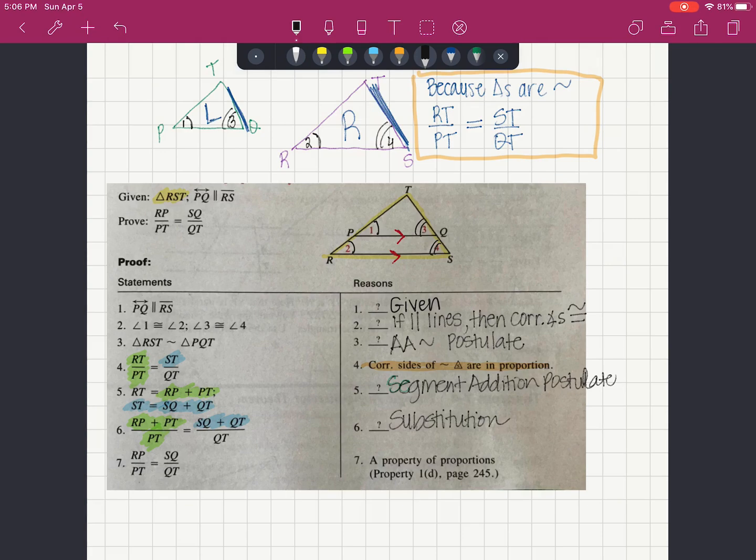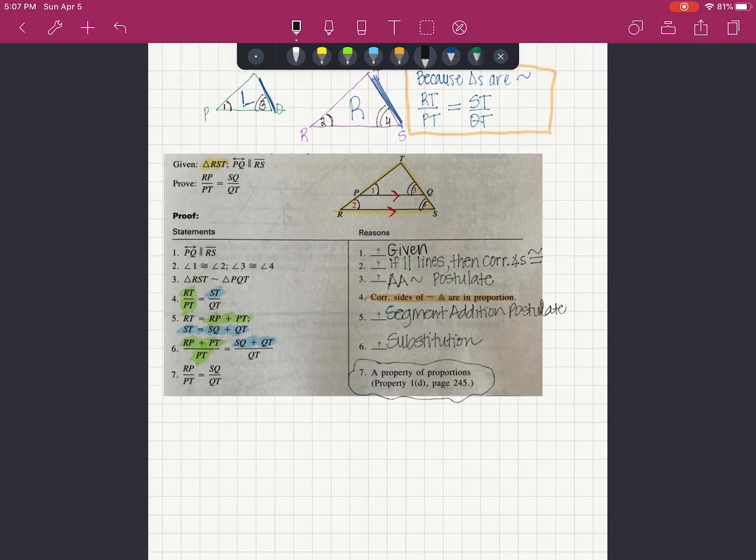And now we're able to say, whoa, RP over PT is equal to SQ over QT. That is a property of proportions. And look at this, it tells you where to look, page 245. Just a hint, those properties of proportions, you know how much I love them. I absolutely love proportions. They really make the world go round. So if they're that important, and I love them that much, you need to make sure that you know them, because it's very likely that you will see them again on a high stakes exam.